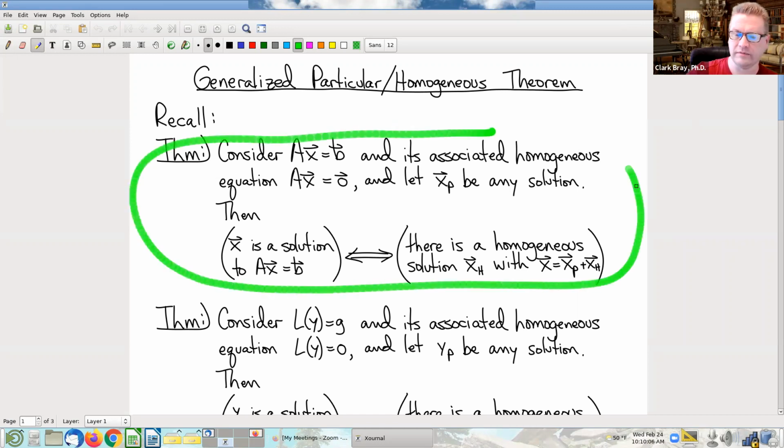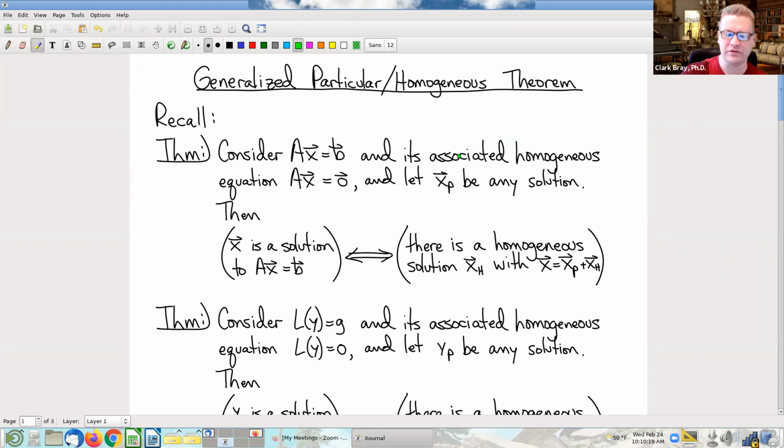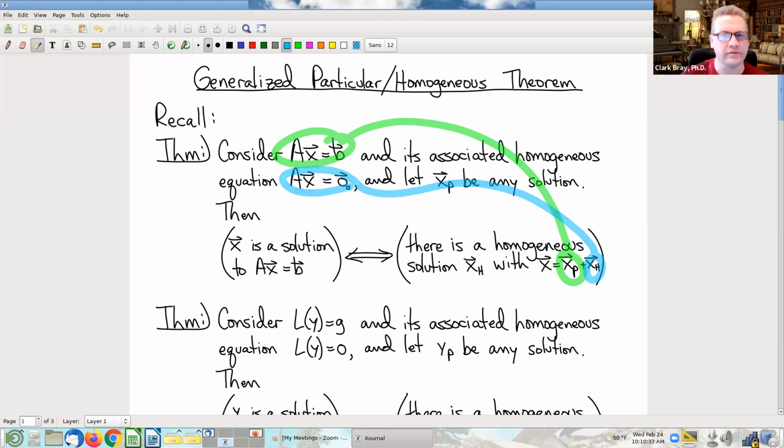This is an old theorem from a long time ago, way back at the beginning of the course, right? So that's that business about particular and homogeneous. It didn't seem like a particularly useful theorem at the time. It made the observation that if you wanted to understand solutions to a system, instead of doing a row reduction, you could do two row reductions, right? One to find a particular solution, and then an entirely different row reduction to find the homogeneous solutions. Why would we ever do this?